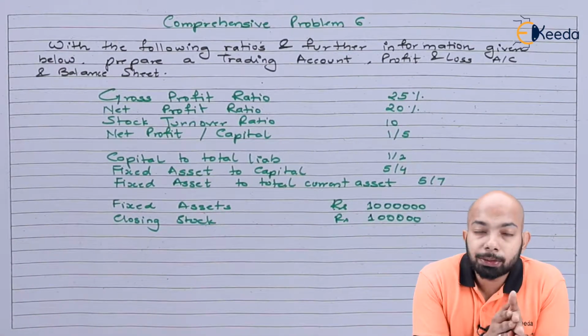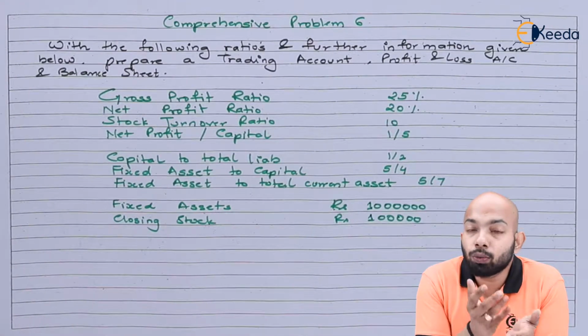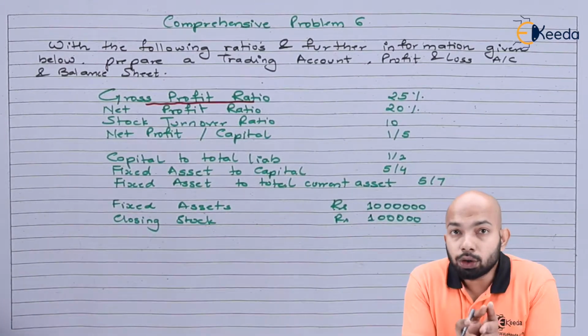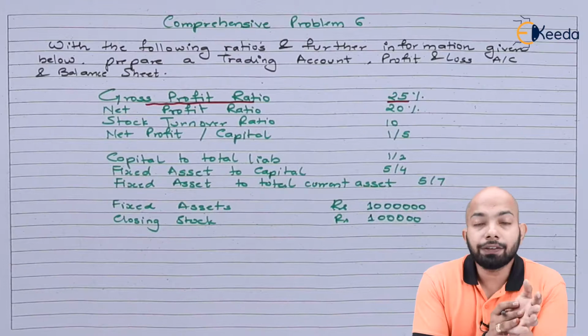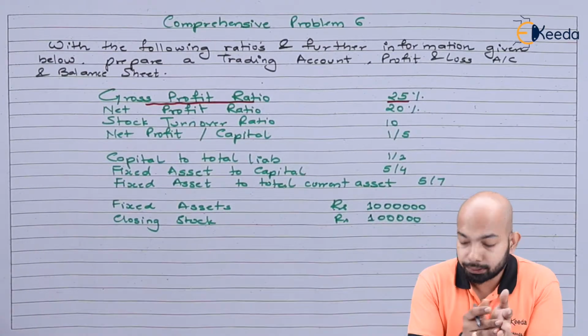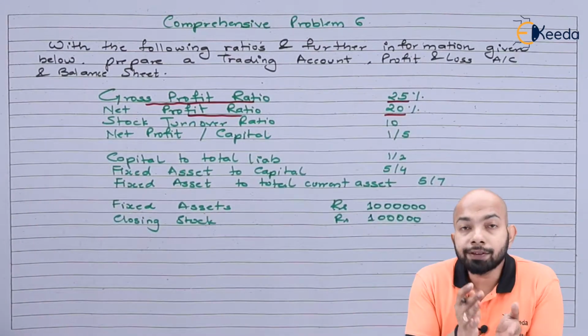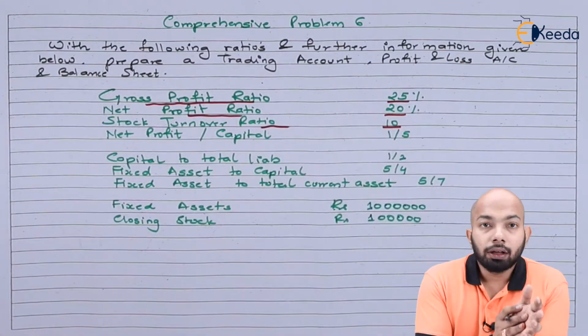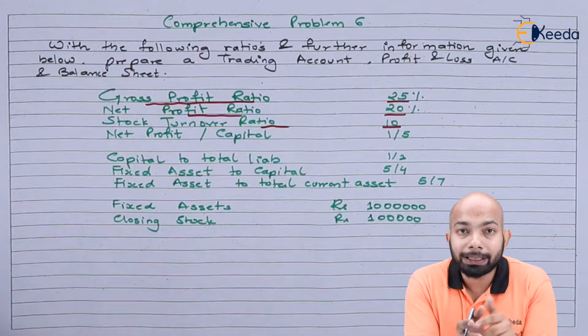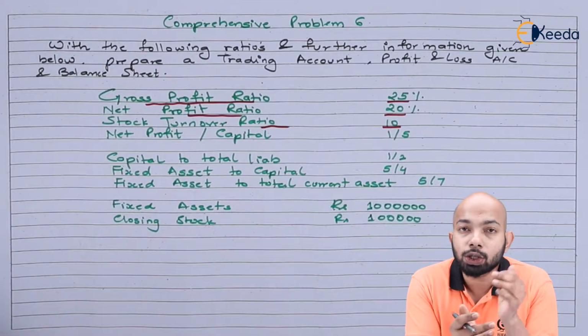The illustration has been mentioned here. Let's figure out what we exactly have. We have gross profit ratio as 25%. We have net profit ratio as 20%. We have stock turnover ratio mentioned as 10. We have net profit to capital, that means net profit upon capital ratio, is 1 upon 5.